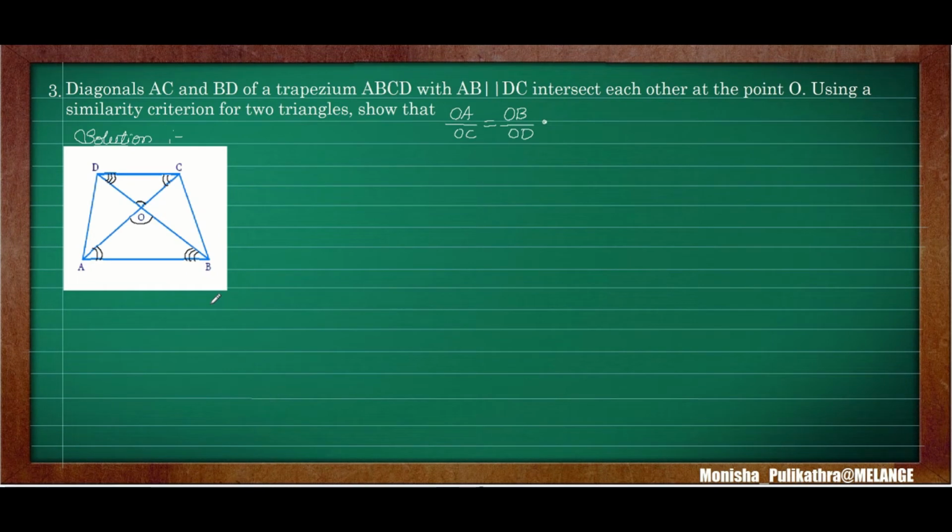Moving on to the third problem. Here diagonal AC is given. So diagonal AC and diagonal BD of a trapezium ABCD with AB parallel to DC intersect each other at a point O. Using similarity criterion for two triangles, we need to show that OA by OC is equal to OB by OD. Okay. So first we will write the data part for it.